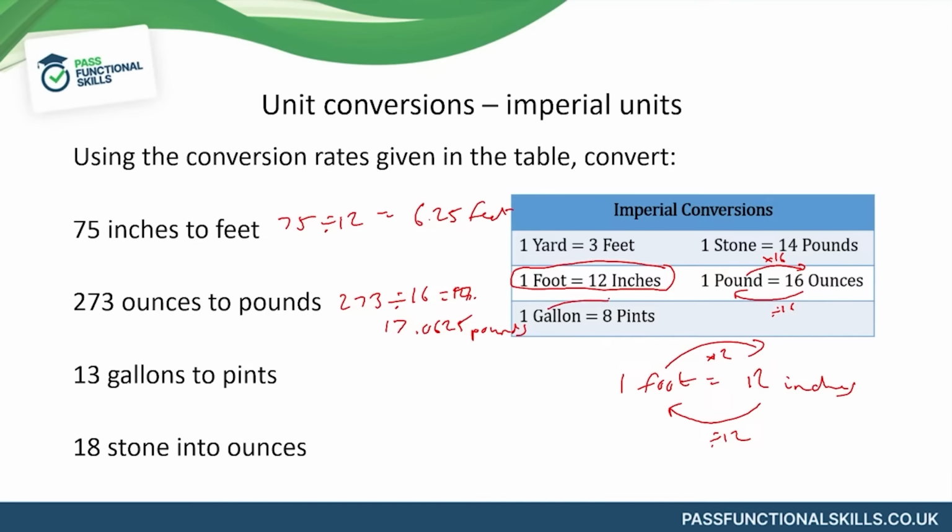Gallons to pints. If we're going from gallons to pints, we're just multiplying by 8. So here the calculation is just 13 times 8, which is 104 pints.